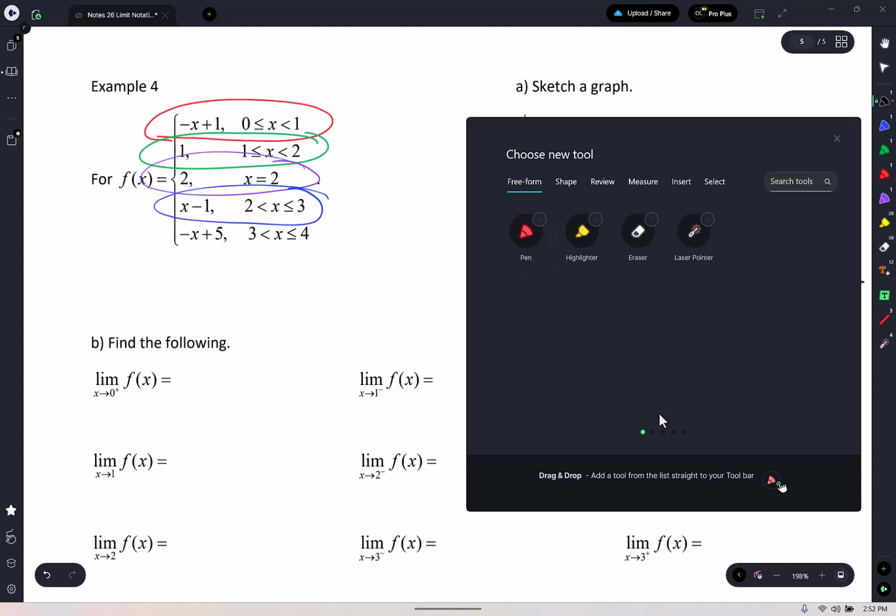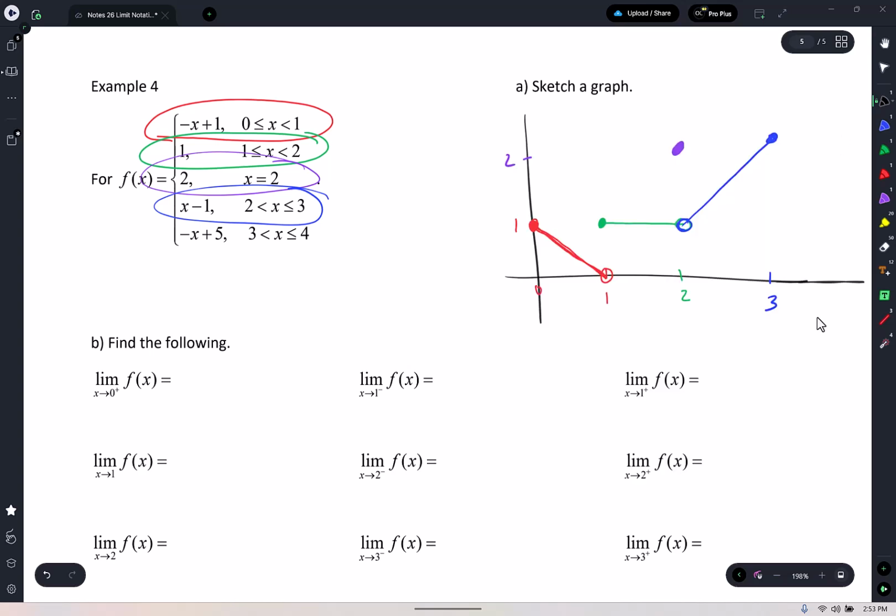Pen. Oh, I'll just leave it. I'll do yellow. Oh, that is a highlighter. I'll do black. Sorry. All right, here we go.